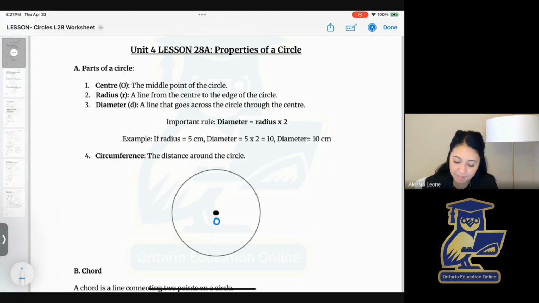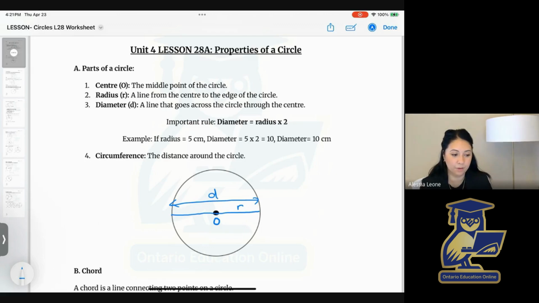Radius is a line from the center to the edge. So a center to the edge. This is our radius, the center to the edge, half of the diameter, because the diameter is a line that goes across the whole circle through the middle. So this whole thing is our diameter. Half of this is our radius.